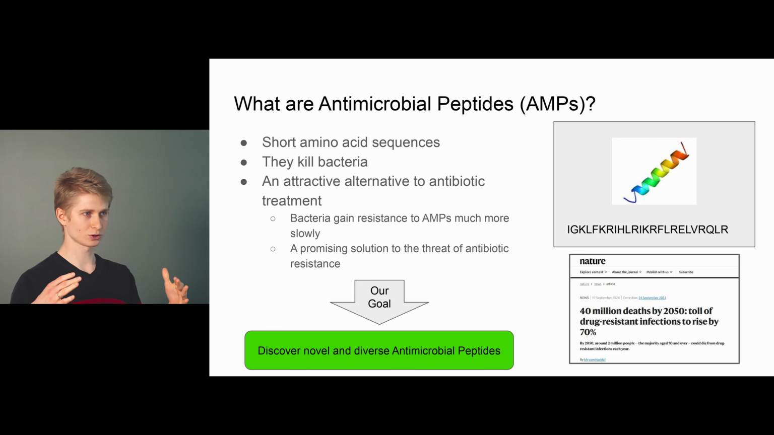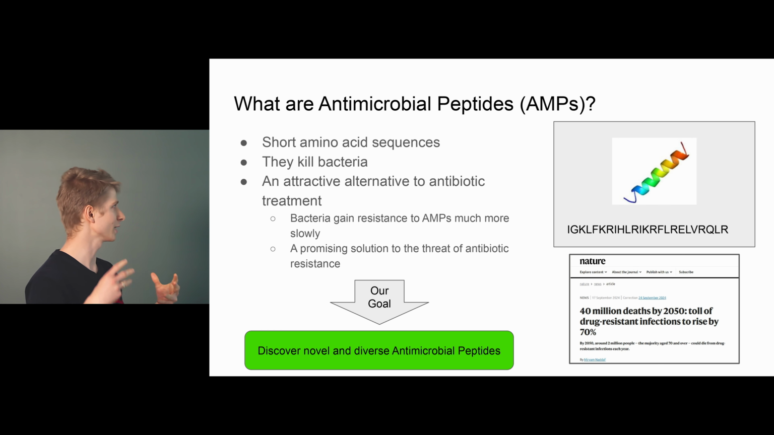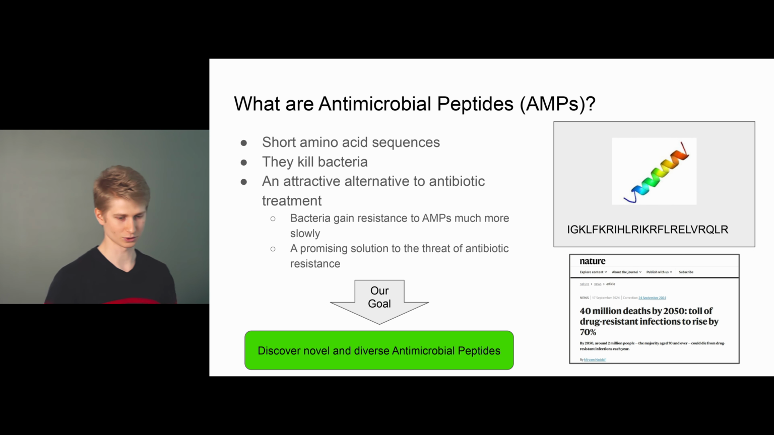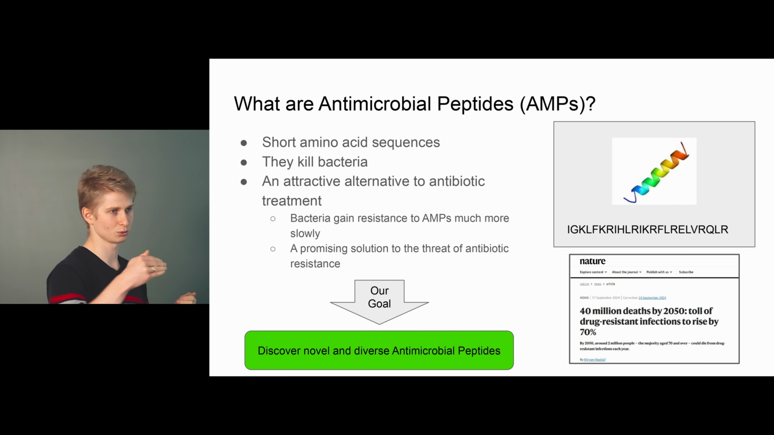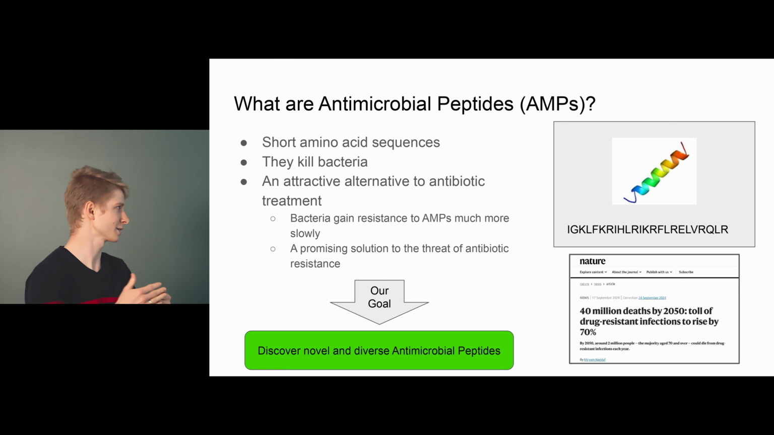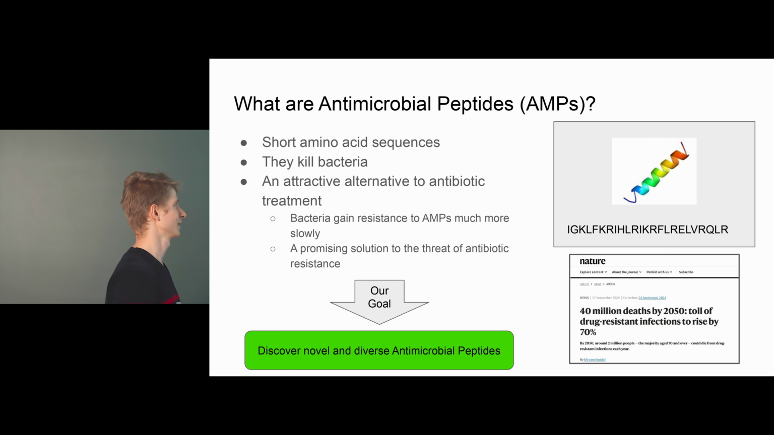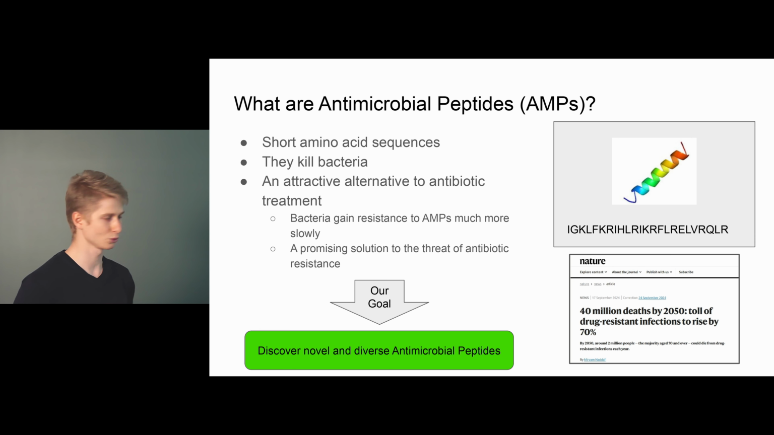So they are short sequences of amino acids. We can see on the right side that we can represent them as a string of characters. The second important thing is that they kill bacteria, and that's why they are an attractive alternative to antibiotic treatment, because bacteria gain resistance to AMPs much more slowly than to antibiotics.